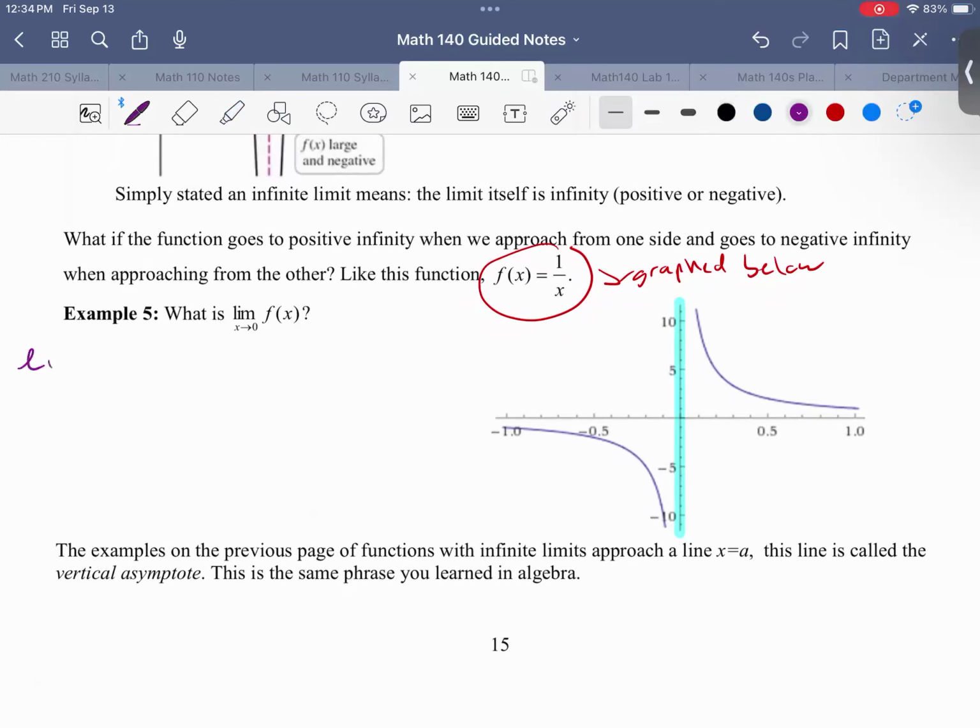So the limit as x approaches 0 from the left of f of x. Well, you know what? I'll write 1 over x. But what does that equal? So I'm approaching x equals 0 from the left. That means I'm looking at this guy. Well, where am I shooting off to? I'm shooting off to negative infinity. Okay, now if we look at the right limit of this guy, coming from the right side, right? Where am I going?